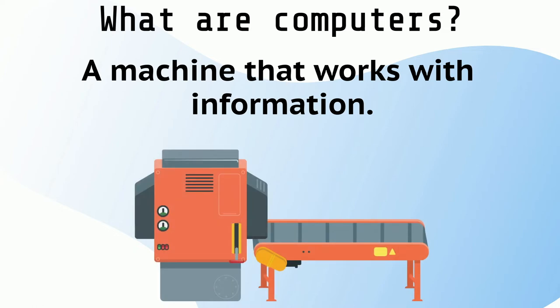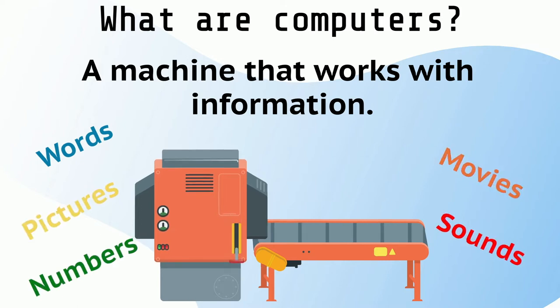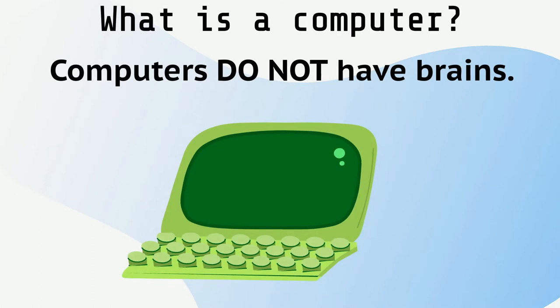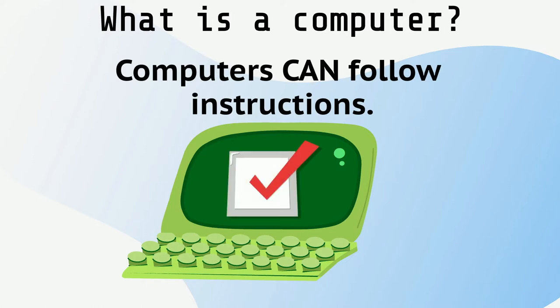A computer is a machine that works with information. This information can be words, numbers, pictures, sounds, or movies. A computer does not have a brain, so it cannot come up with ideas like we do. A computer can follow instructions to do lots of useful things.